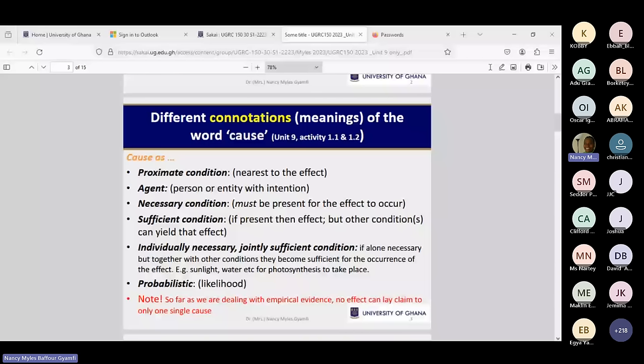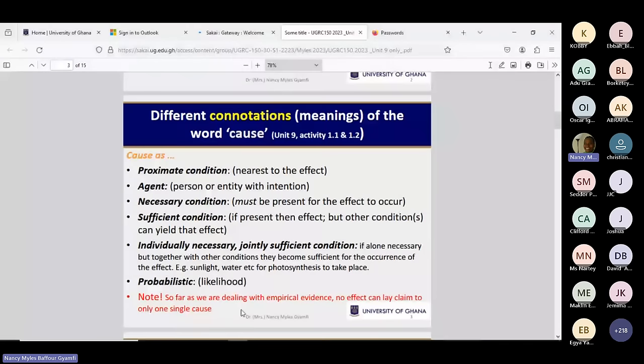So water, light, oxygen, what have you, individually, see what I'm doing, are necessary. Yet, when they all come together, they become sufficient. So you have to know that sometimes when we talk about cause, what caused the effect, it includes proximity. You may be thinking of the proximate and all the others I've mentioned. So the last one, probabilistic cause.